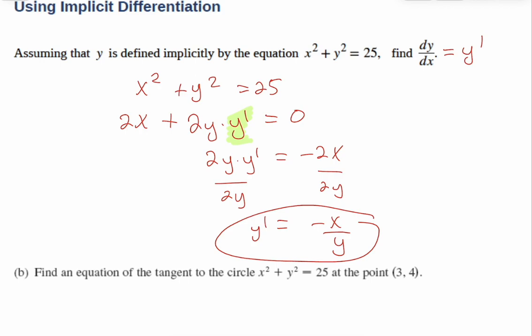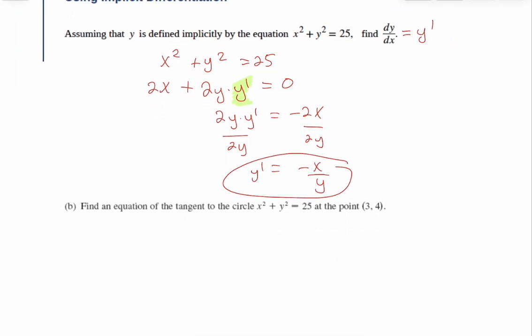So if we continue with this same problem, but in B it says find the equation of the tangent line at the point 3, 4. The first thing we're going to do is find the slope of the tangent, but we have to plug in an x and a y. So it's going to be negative x over y. So our slope of our tangent would be negative 3/4.